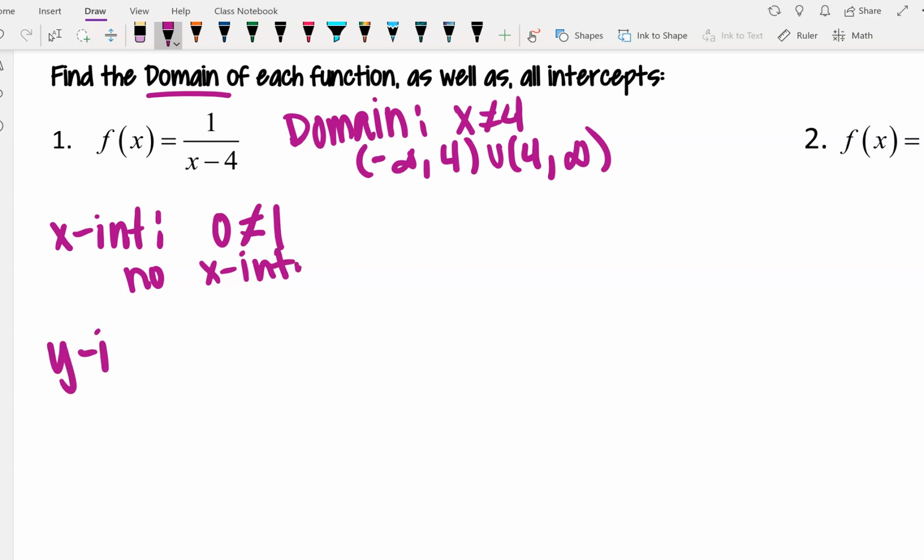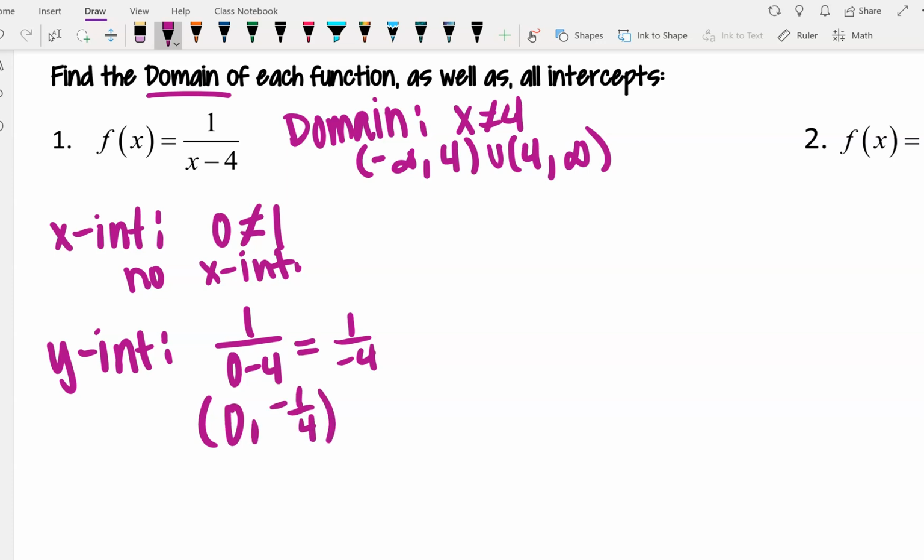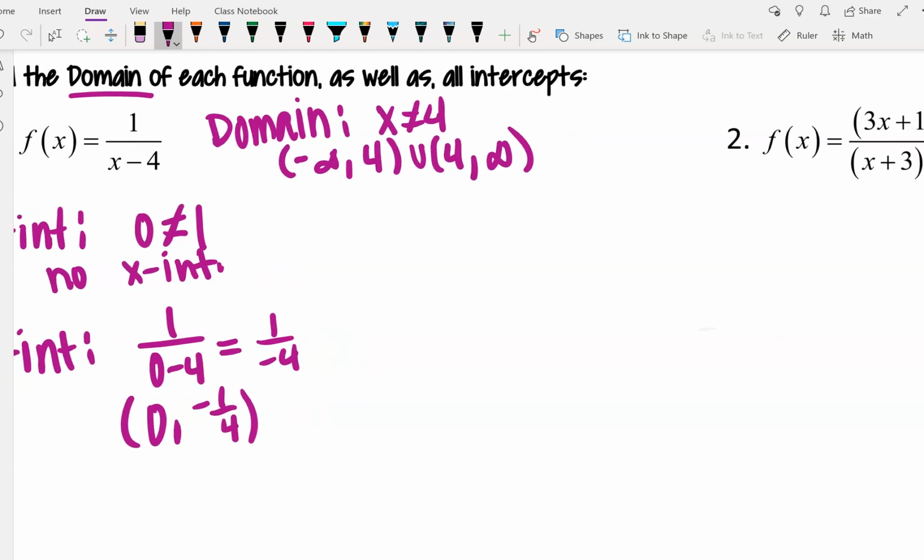So for the y-intercept, we set x equal to 0. Anywhere there's an x, you're going to plug in 0. So for our y-intercept, it's 0, negative 1/4. And you're going to have a lot of fractions here for your y-intercept because we're dealing with functions that have fractions in them. So if your function is not factored, you need to factor it.